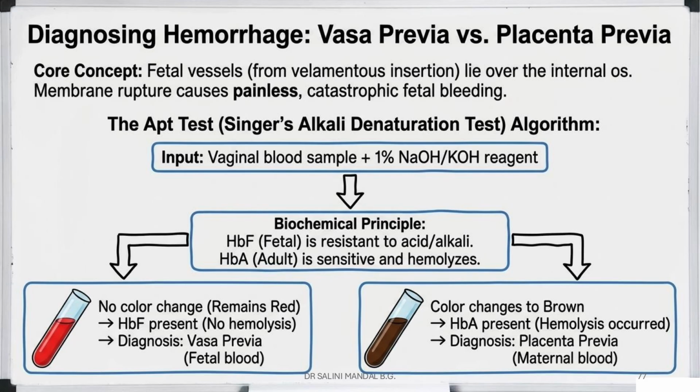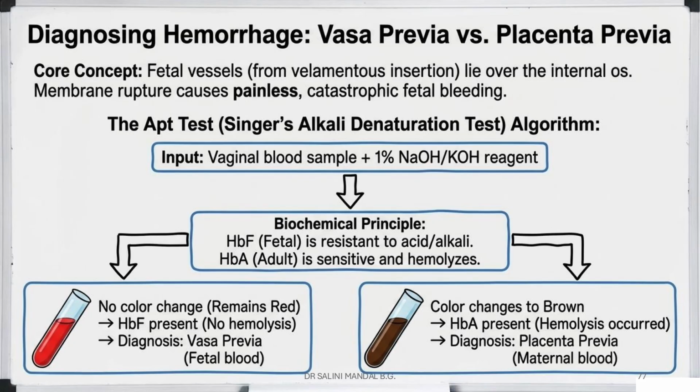See, for that we are not supposed to find out whether the blood is maternal blood or fetal blood, correct? And we have already discussed a test, that is the Apt test, or Singer's alkali denaturation test, in which a vaginal blood sample is taken and we add 1% NaOH, sodium hydroxide or potassium hydroxide reagent. The biochemical principle is what?